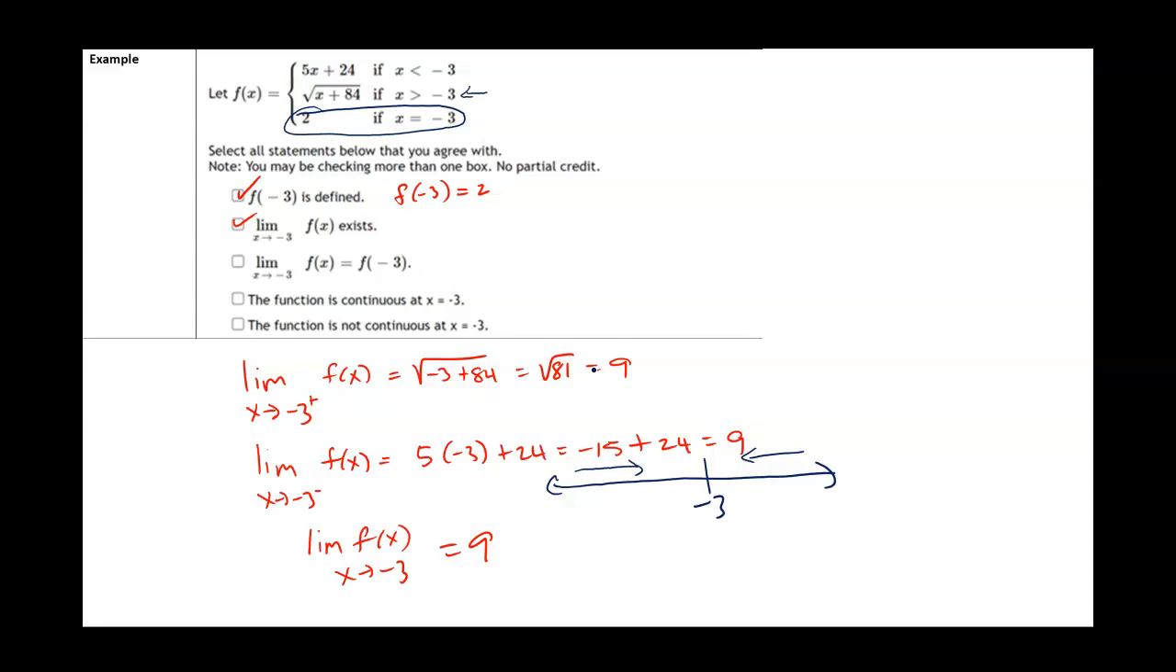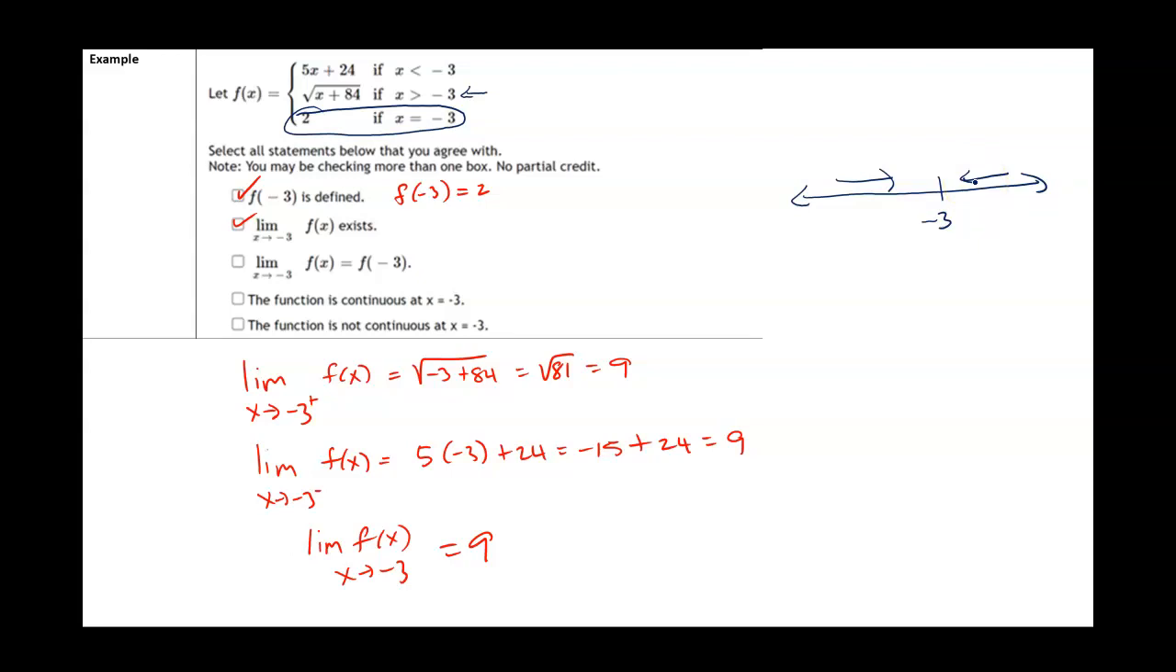Now, what if we come from the left? So if we have values that are less than negative 3, we use the formula 5x plus 24. And remember, x is negative 3. So we have 5 times negative 3 plus 24, which also gives us 9. So this is good, because as x approaches negative 3 from the left and from the right, we have the exact same y value, which is 9. So the second condition is met.